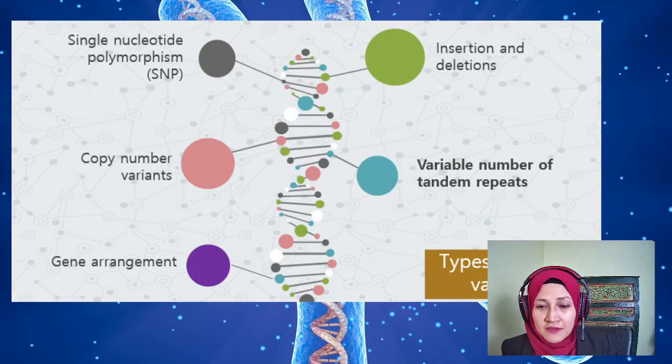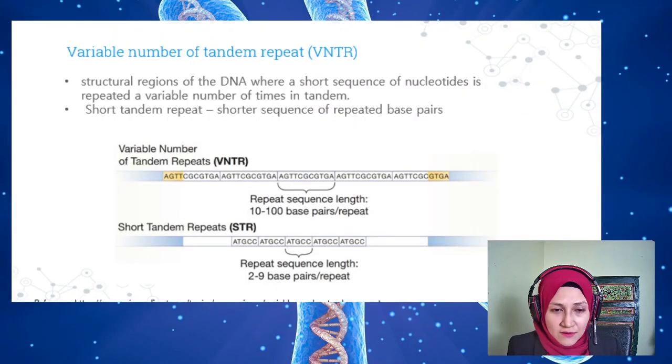The fourth genetic variation is variable number of tandem repeats. VNTR occurs when a specific region of DNA is repeated in tandem, a variable number of times. We have variable number of tandem repeats, or we have short tandem repeats. For VNTR, you can see here, for example, there is one segment of the DNA that is repeated.